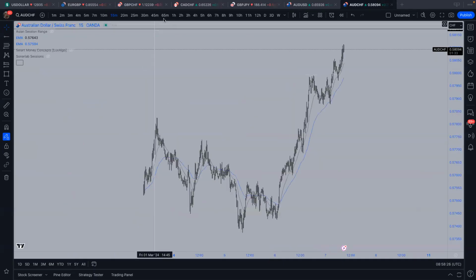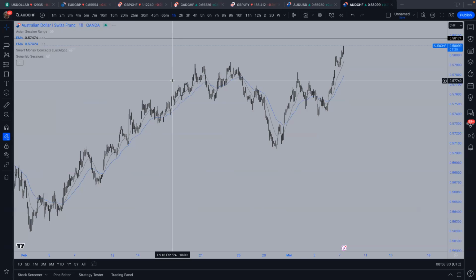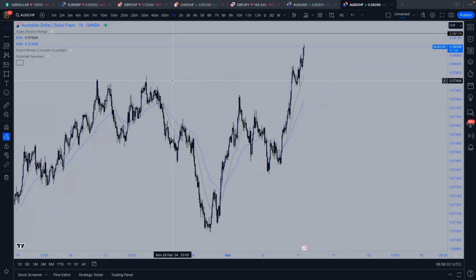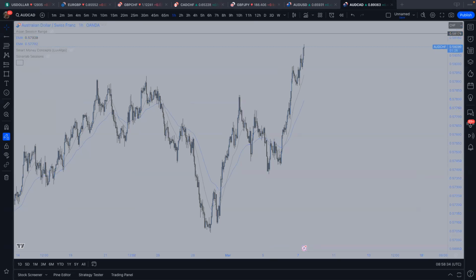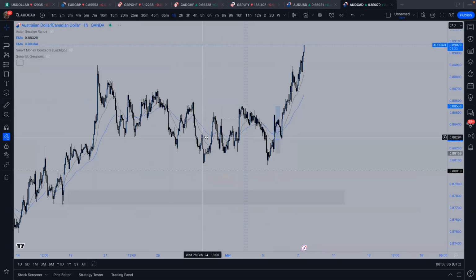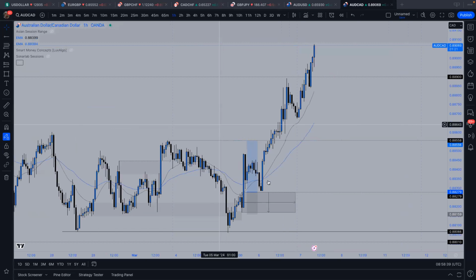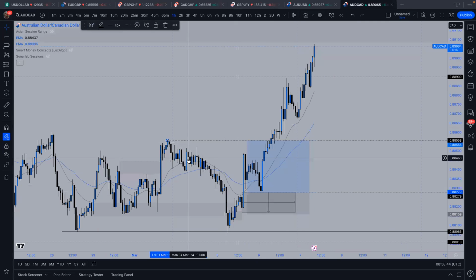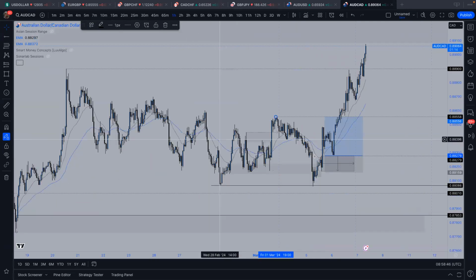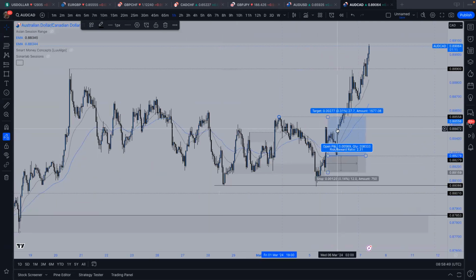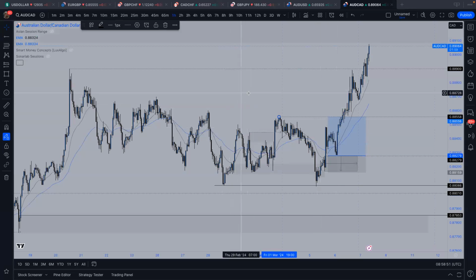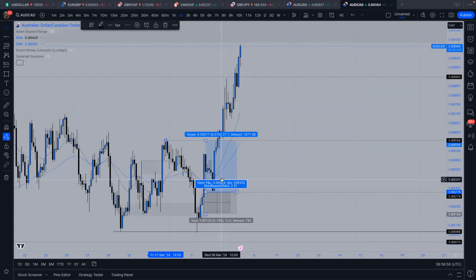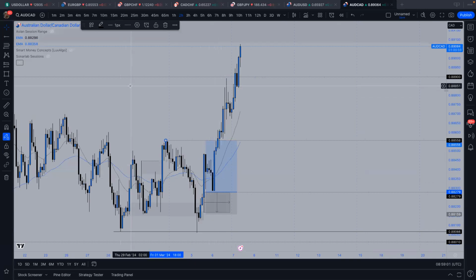AUD Swiss. I was looking for a position. No, AUD CAD, sorry. I was looking for a position off here. We didn't meet it. Really annoyingly, it would have absolutely smashed the target. It would have only been a 2R, but still, profit's profit, so that's all that matters. So that would have been a nice little 2R. Didn't hit, that's fine. Could maybe see something off this 2 hour. Let's wait and see.